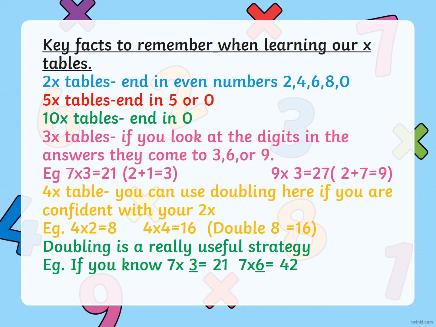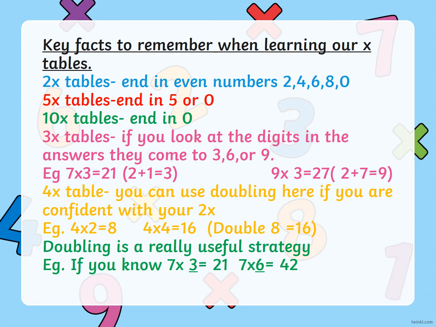Now your 3 times tables, if you look at the digits in the answers, they will come to 3, 6 or 9. For example, 7 times 3 is 21. If you add the digits in the answer together, the 2 and the 1, they make 3. If you look at 9 times 3, this comes to 27. If you add the 2 and the 7, that makes 9.